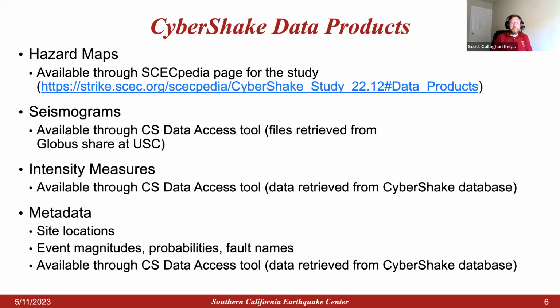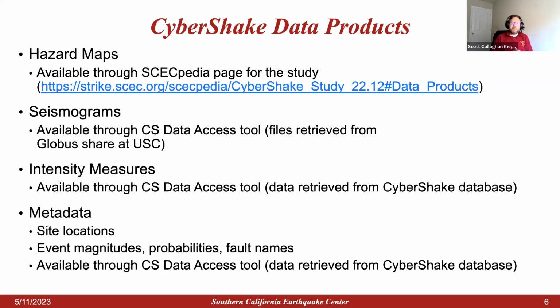Getting the hazard map images is pretty straightforward. We calculate them in advance for you, and you can get them through the wiki link for this study. We have a wiki page for the study that keeps track of a lot of the scientific and technical details that go into the study, as well as providing a link to the output data products. So if you're looking for hazard maps, or if you have specific questions about the inputs that we used for the study, these links are a good place to start.